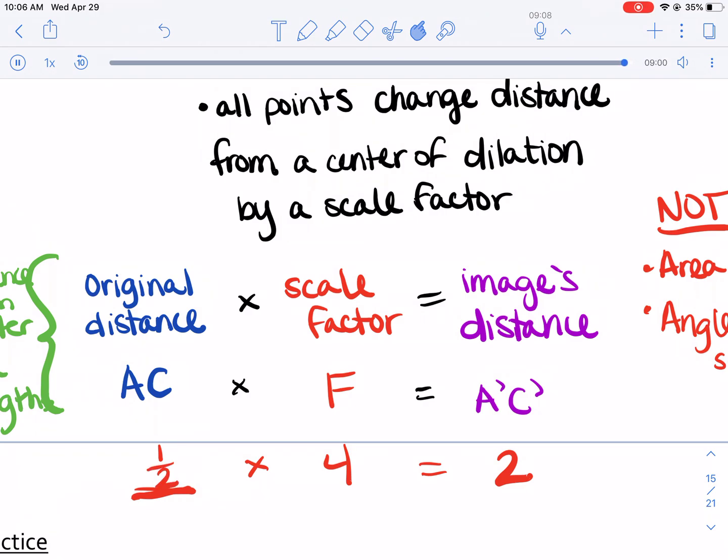So this is actually really useful. You don't have to necessarily draw it all the time. You could just use this little equation right here to help you out.